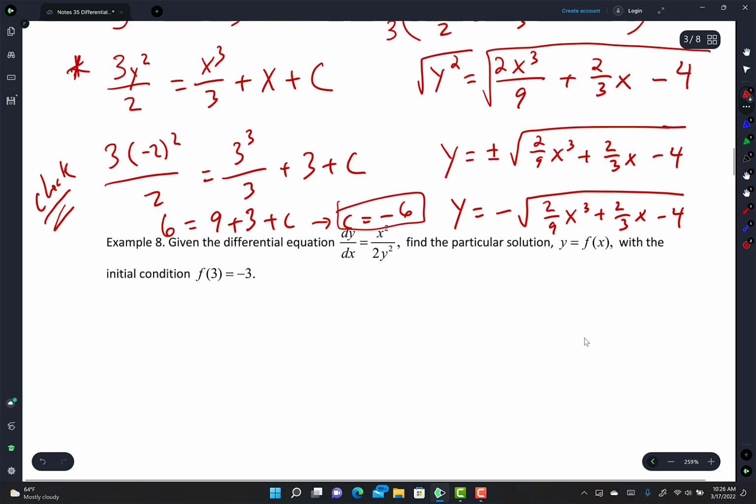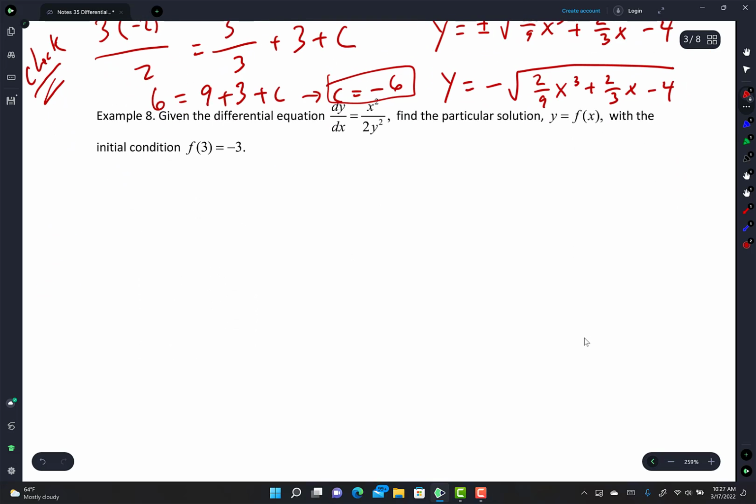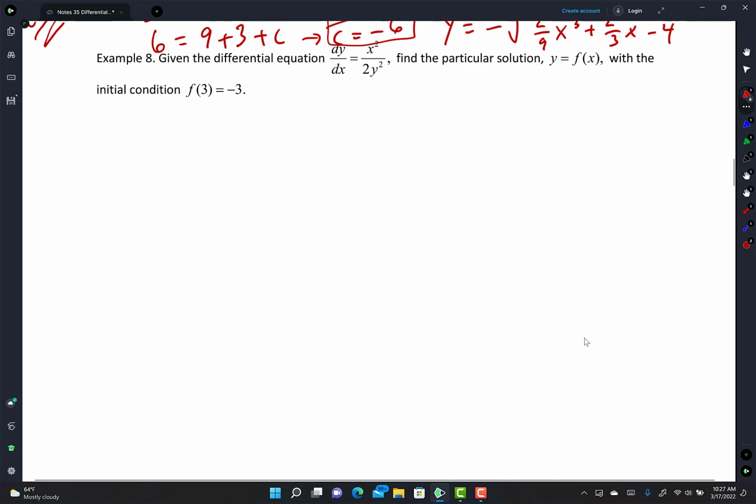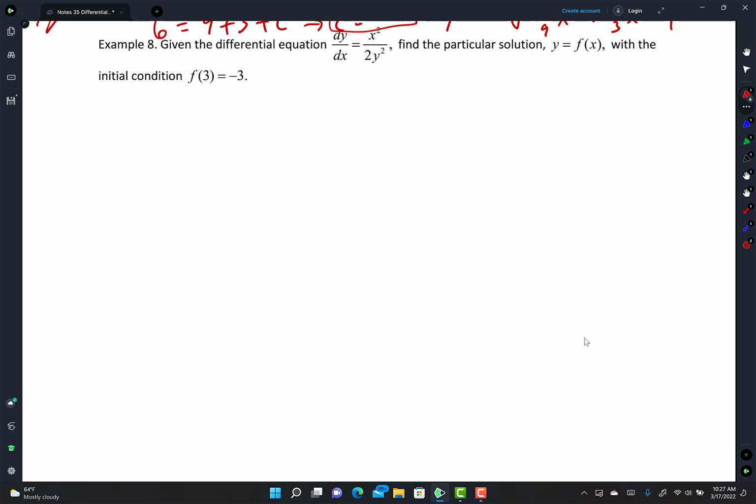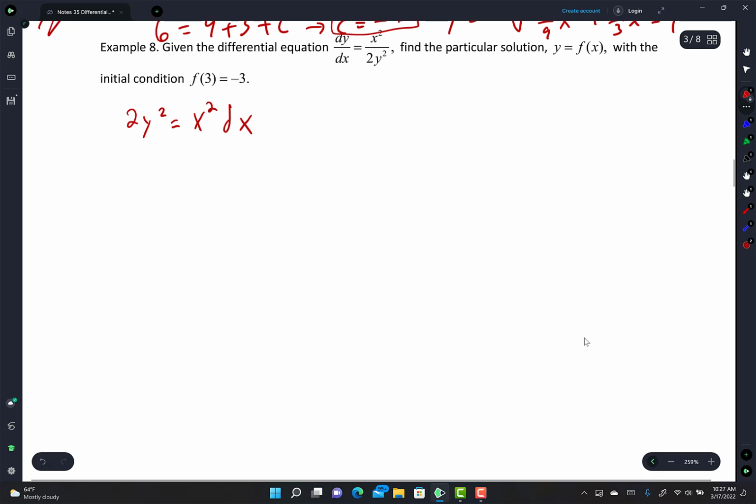Okay, let's go to the next one, guys. Example 8. Given the differential equation dy/dx equals x squared over 2y squared, find a particular solution y equals f of x with the initial condition f of 3 equals negative 3. First thing, move the x's with the x's, move the y's with the y's. So we're going to have 2y squared dy equals x squared dx. If you do that, that's probably a point.